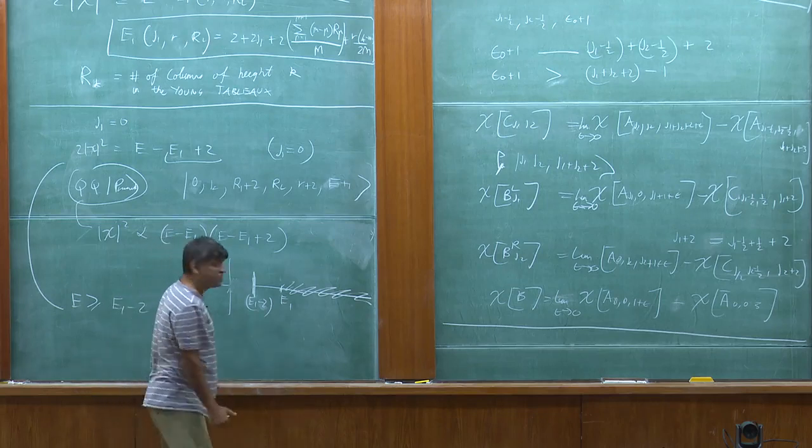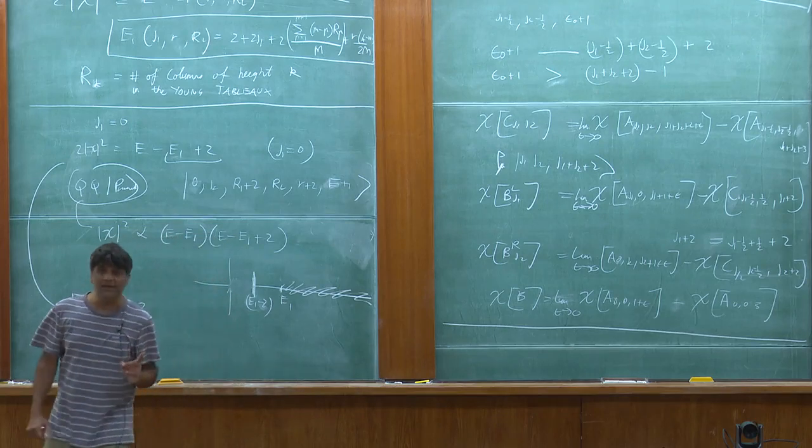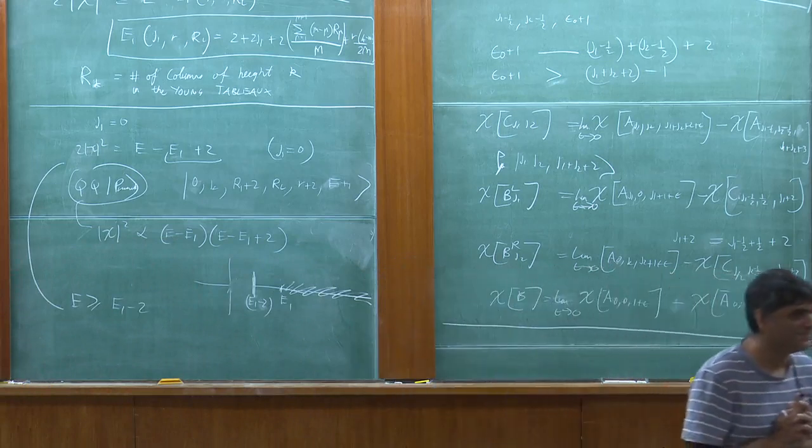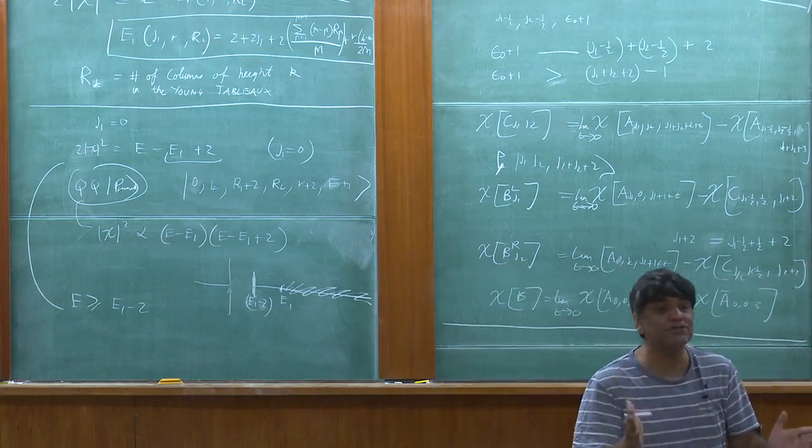Okay? So at j equals 0, j1 equals 0, you see that the state content of our theory is quite rich. You have two kinds of short representations.